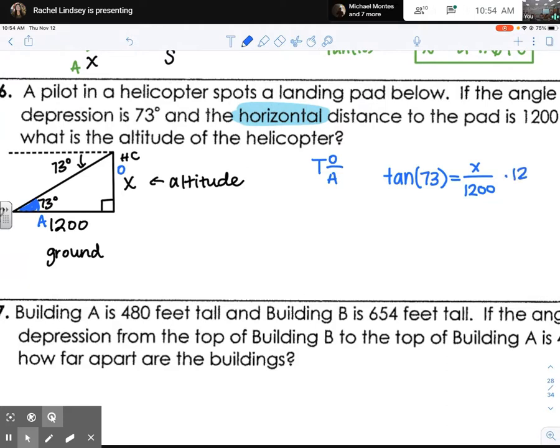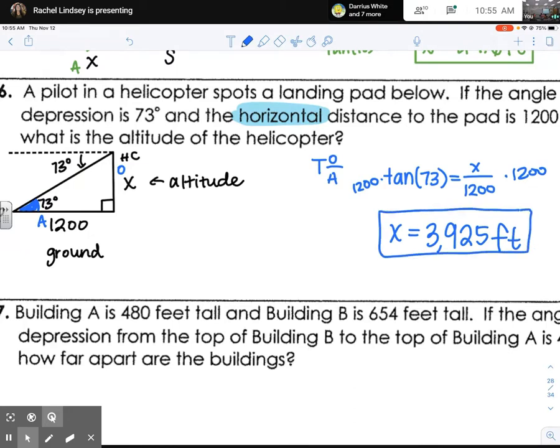So, multiply both sides by 1,200. 1,200 times tan 73. 3,925. How high that helicopter is.